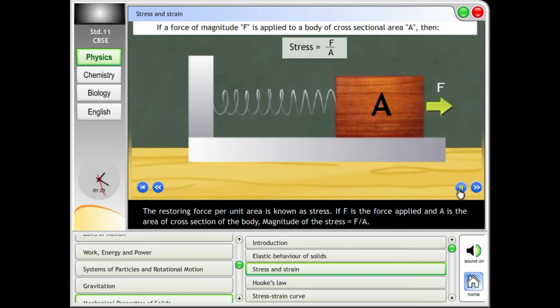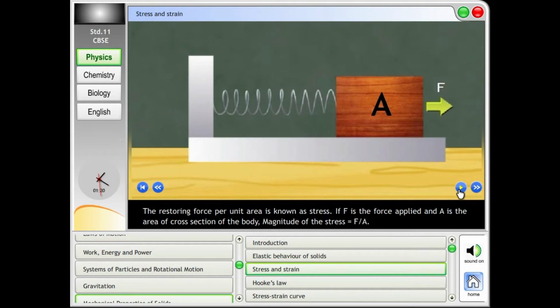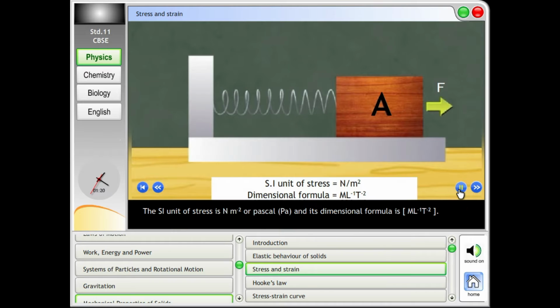If F is the force applied and A is the area of cross-section of the body, the magnitude of the stress equals F by A. The SI unit of stress is Nm raised to minus 2 or Pascal, Pa, and its dimensional formula is ML raised to minus 1, T raised to minus 2.